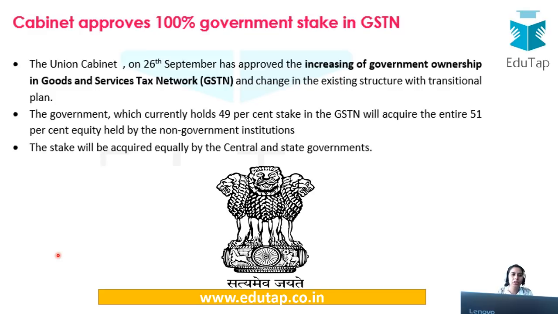Okay, again important, Cabinet has approved 100% government stake in GSTN. So until now, as you know, this GSTN was set up as a public-private body organization, so that all the digital facilities for the maintenance of GST would be through this GST network, and now the government has decided to take it all. So that means 100% stake is going to be taken by the government in the GSTN. Till now 49% was with the government and 51% by non-government institutions.